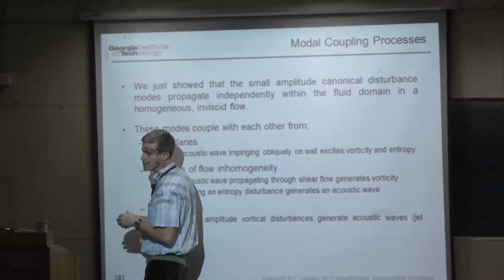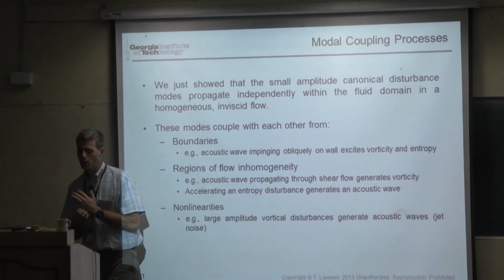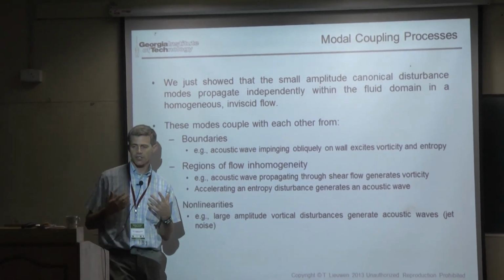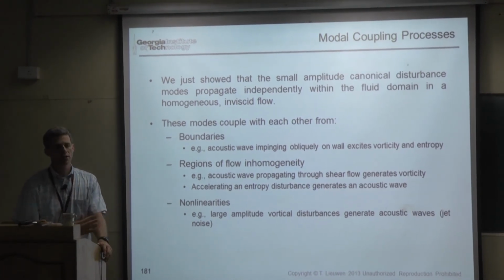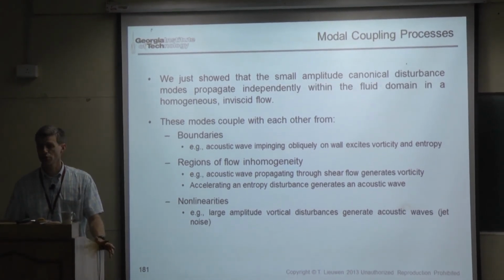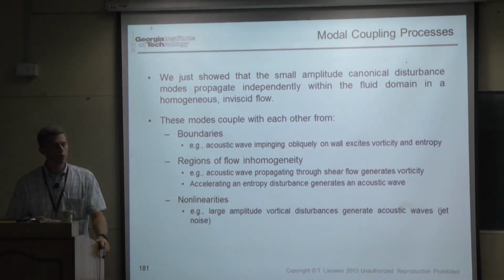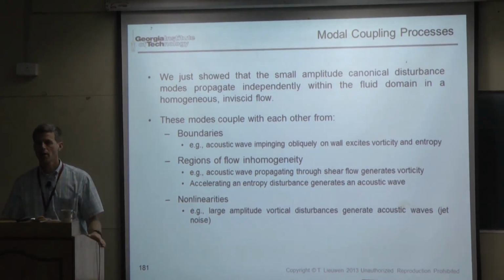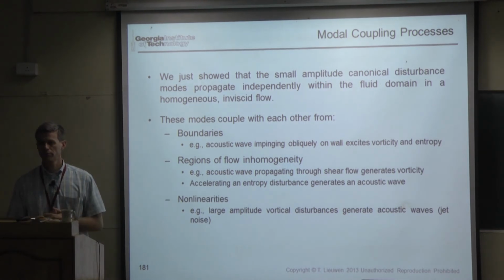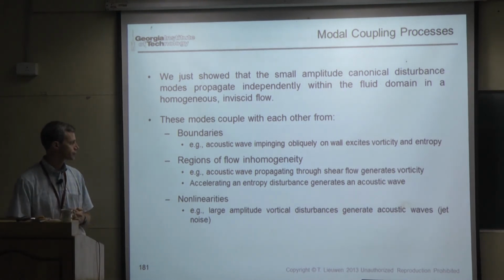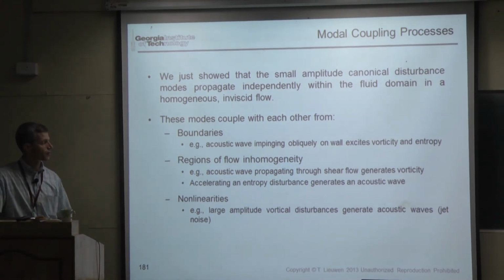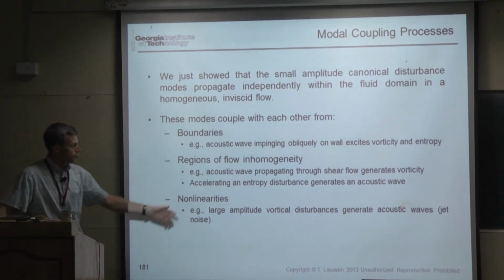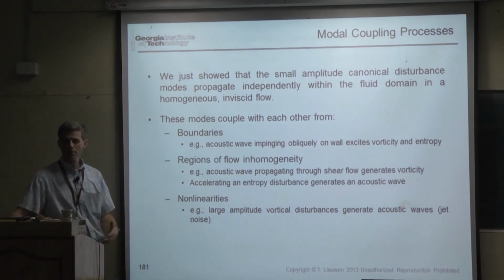Another way you get coupling is in regions of flow inhomogeneity. Wherever you have spatial gradients in mean properties, when a sound wave propagates through a region where the mean temperature is varying, or when a vortical disturbance propagates through a shear layer, you excite all the other modes. As I just mentioned, when you propagate a sound wave through a shear flow, you generate vorticity. When you take an entropy disturbance and you accelerate it.